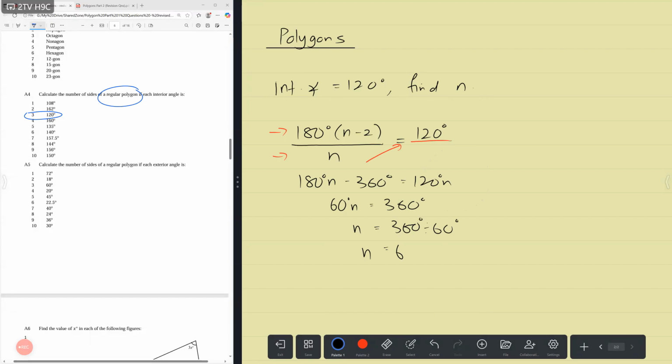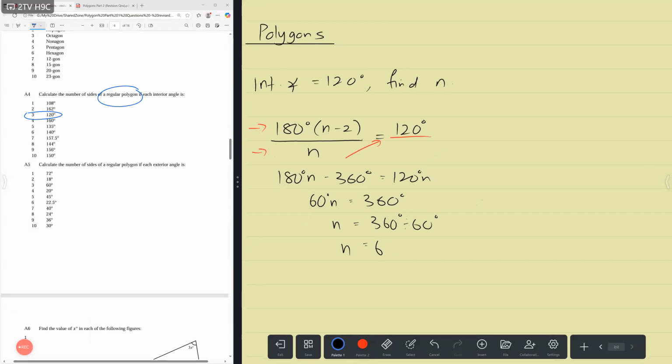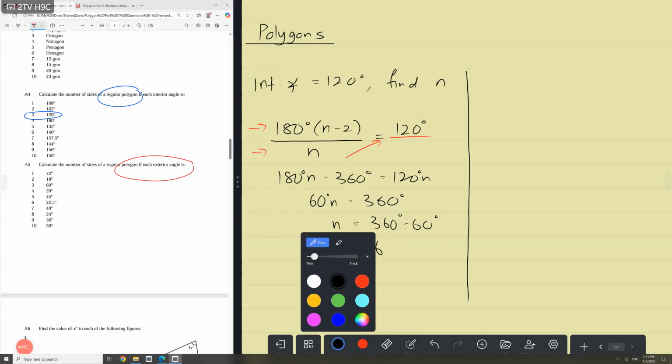I know some of you might find this a bit lengthy. Yes, I do agree this is a bit lengthy, and therefore I'm going to show you another way to find the number of sides for this question, which is the second method. Just pay attention for a bit. This is how I do A5 here. Calculate the number of sides of a regular polygon if the exterior angle is a given number of degrees. So A4 and A5 can be done the same way.